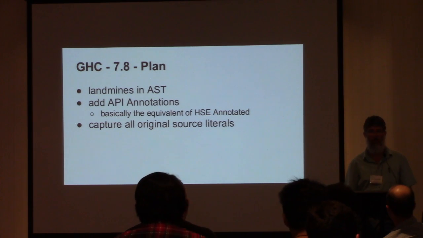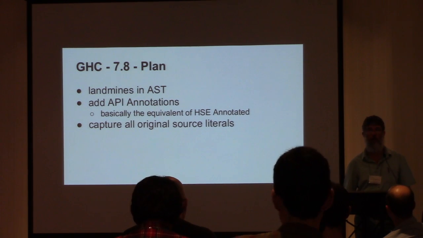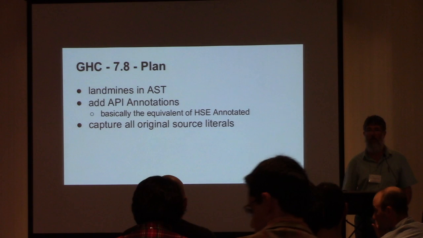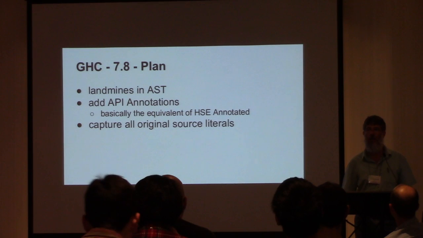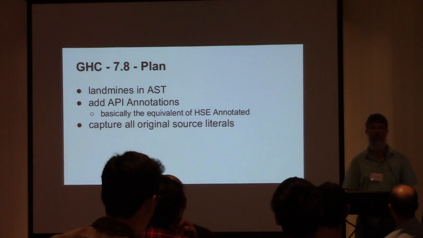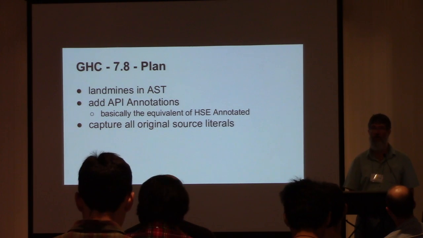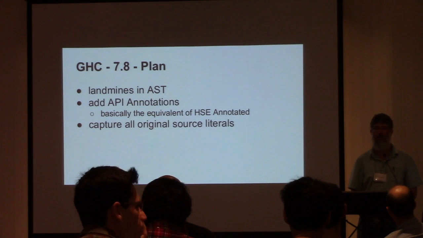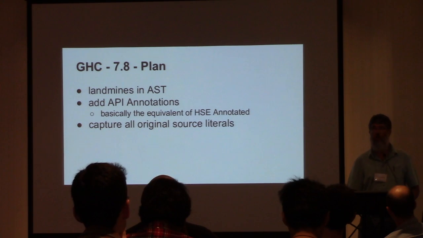This was around about the 7.6 time. The plan was to first of all get rid of the landmines that were in the AST at the time, because there was this brilliant idea that if you try and use a field in the AST that is in its wrong phase, when working with the parsed source, it'll blow up with a nice error, so you know you've done that. As a compiler writer, that's great. As someone who's writing transformations on the parsed source, that's not such a good idea. And then adding the actual annotations was the next step.